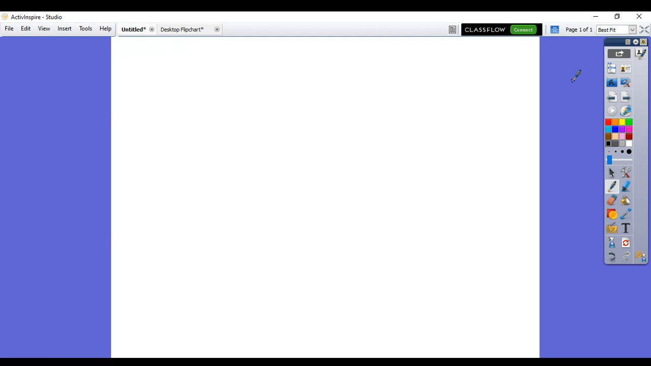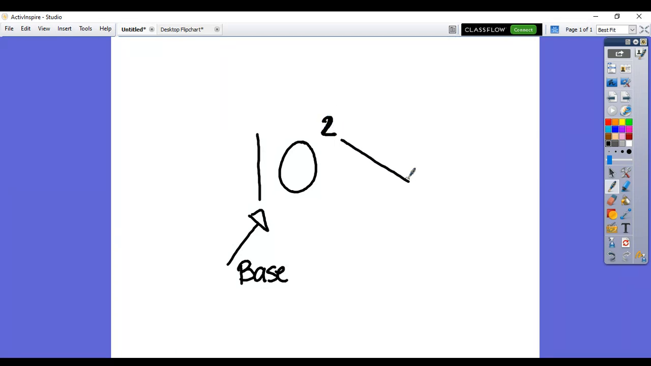First I wanted to review powers of 10. For now, 10 is going to be our base, and then we've got a little number up here. It could be a 3, a 2, a 4, a 5. For right now, I'm just going to put a 2. This little tiny number up here is called our exponent, and then we've got our base.